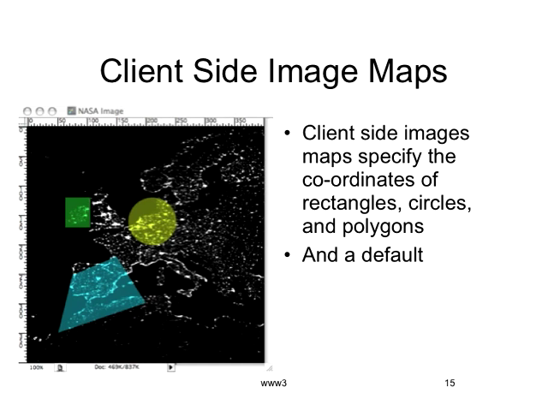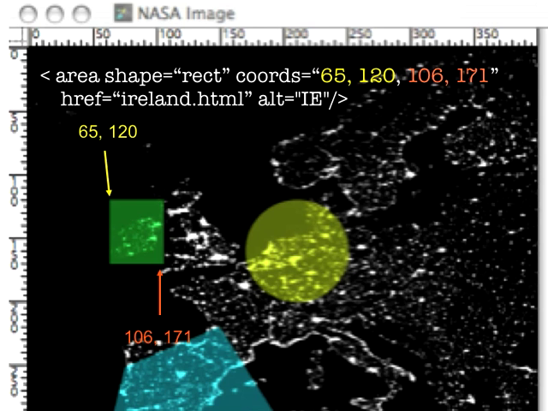Now, to specify an image map then, you specify different areas. And there are three kinds of areas you can specify in an image map. You can specify a rectangle, you can specify a circle, and you can specify a polygon. To specify a rectangle, you need two points.